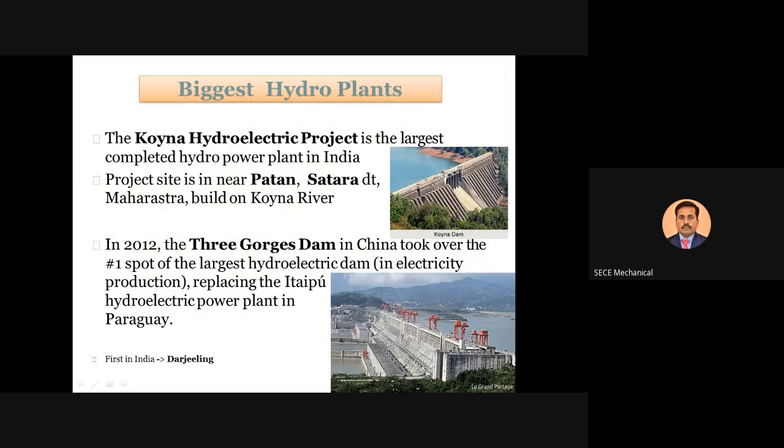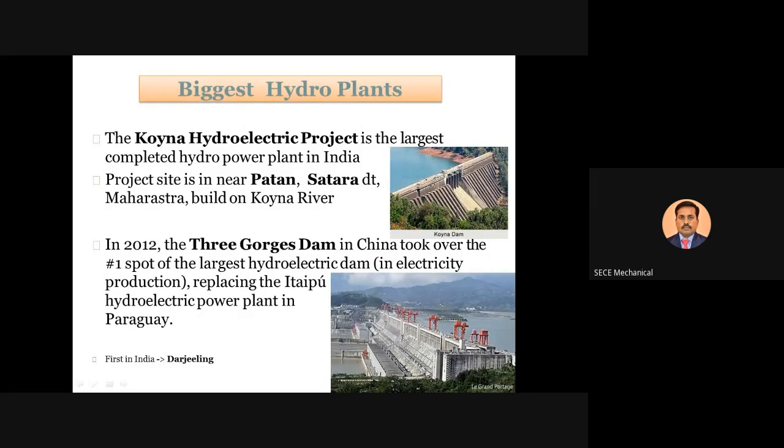Next, we are going to discuss the biggest hydro power plant. The Lada power plant you can see nearby our area. In India, the biggest hydro power plant is the Koyna hydroelectric project. It is the largest hydro power plant in India. The project site is near Patanchatra, located in Maharashtra. So in Maharashtra state, we have the largest hydro power plant.